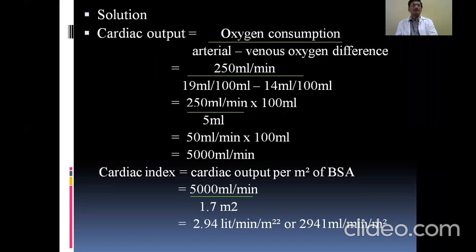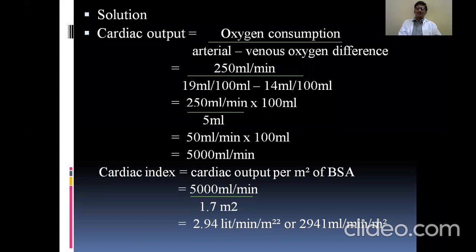So this is the solution. Cardiac output is equal to, as usual, oxygen consumption divided by arteriovenous oxygen difference. So in this case, 250 ml per minute divided by 19 minus 14 ml per 100 ml, which is 250 ml per minute divided by 5 ml per 100 ml. So the value comes to be 5000 ml per minute. This is more or less a normal cardiac output for a healthy adult.